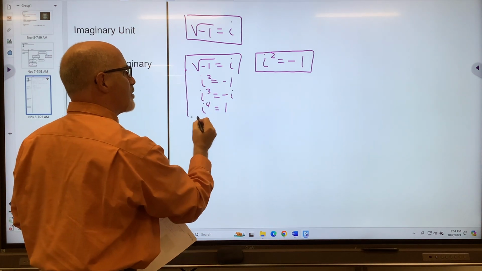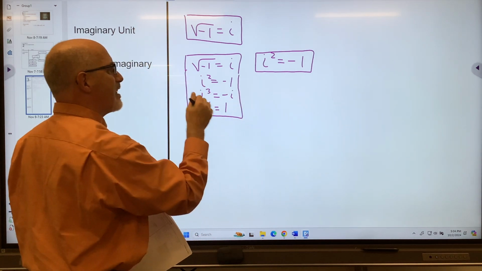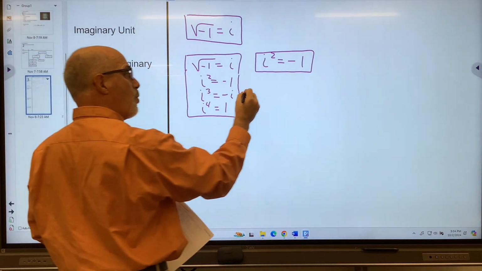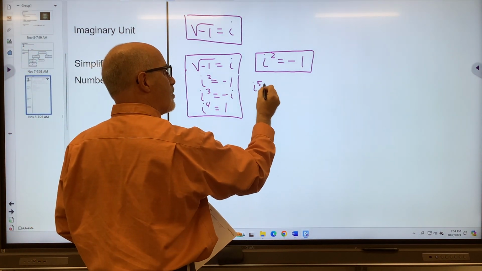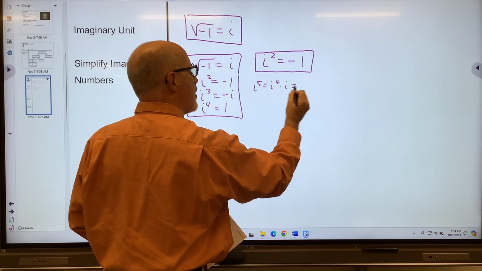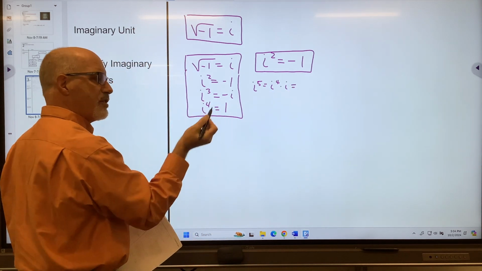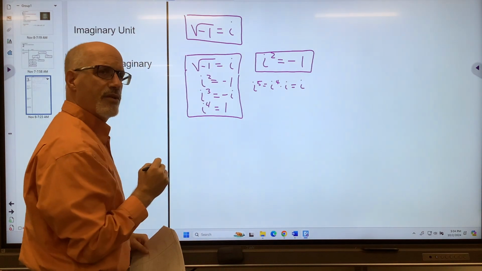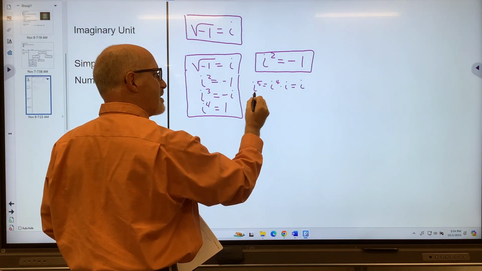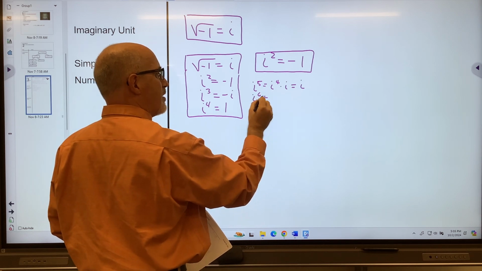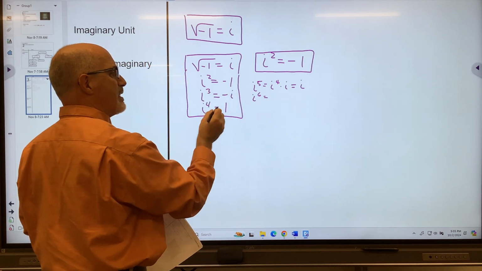So this becomes a repeating pattern that we're going to have cycle through. Because what is i to the fifth? Well, i to the fifth is the same as i to the fourth times i. What's i to the fourth equal to? It's just equal to 1, so I just get i as a result. What's i to the sixth? Well, that's the same thing as having i. Notice I'm going to just take it and separate into these.